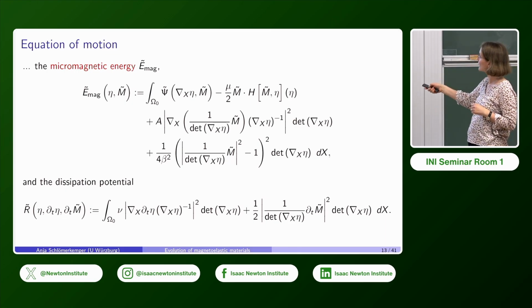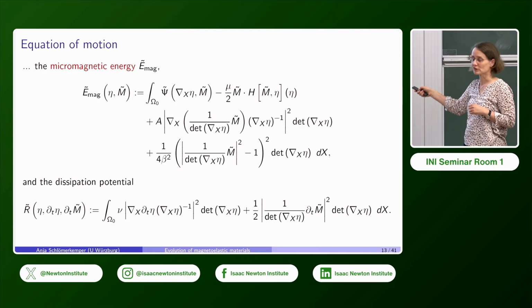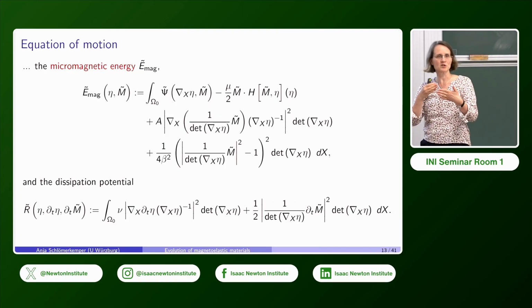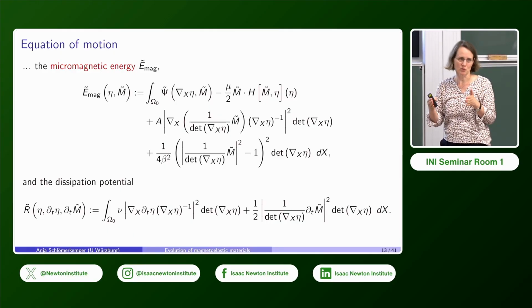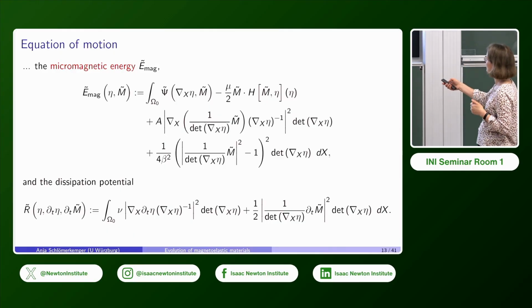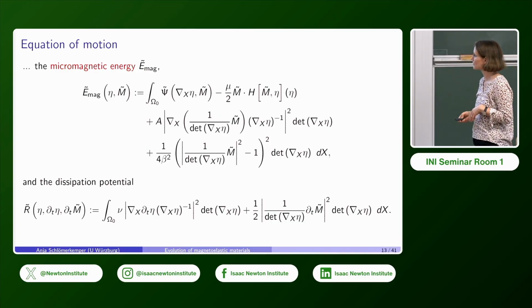And then this last part is the energy just depending on M, and this is a Ginzburg-Landau approximation of the constraint that the modulus of the magnetization is equal to 1. Okay? This is just saying modulus of M is close to 1.